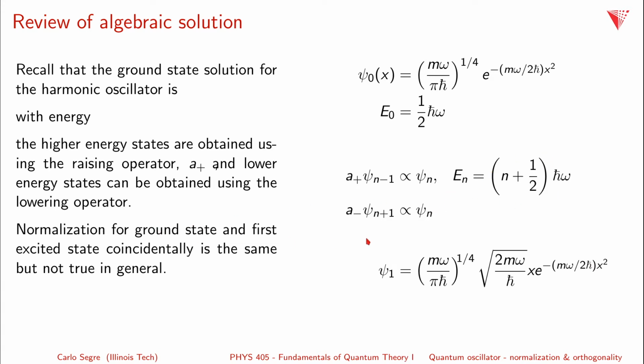Now, the normalization we did for the ground state and the first excited state, turns out it's the same thing, and that is, this is the normalization for psi 1. Psi 1 is equal to (m omega over pi h bar) to the 1/4, and then you have a term here that's the square root of 2m omega over h bar, and then you have x e to the minus m omega over 2h bar x squared, and this is the fully normalized psi 1.